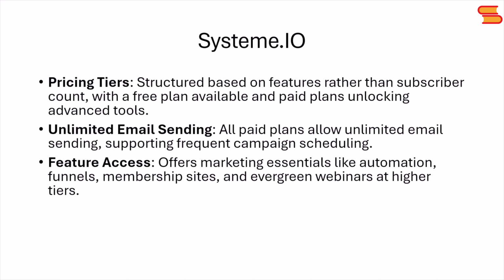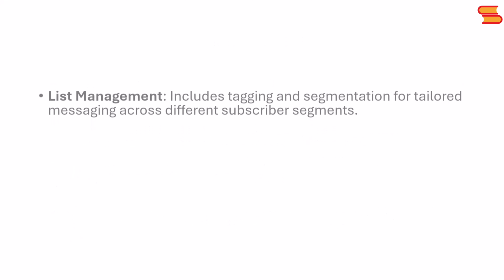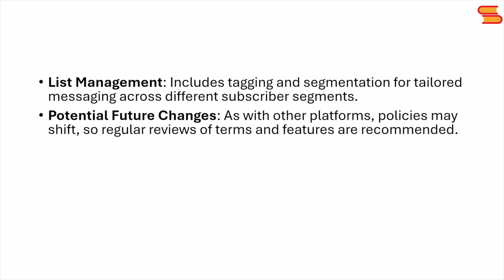So you do have marketing automation tools. They're integrated with the entire platform. Correspondingly, System.io is affiliate friendly and does have tools available for marketers, even though, again, it's not a dedicated email platform. Within their platform, you can tag and segment your list and segment your subscribers. And the platform, although not a dedicated email platform, currently does use unlimited sending, but can change in the future.